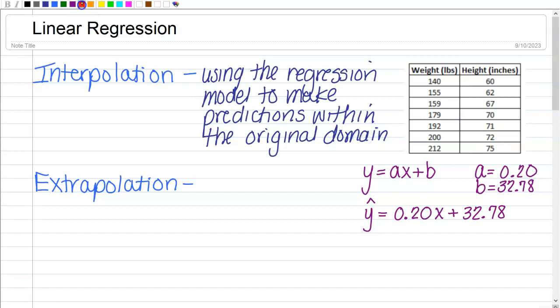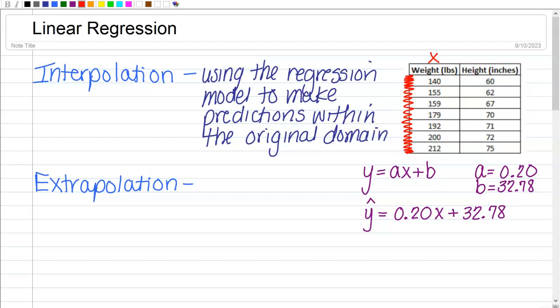So recall that when we're talking about domain, we're talking about the explanatory variable or the x variable. So in this case, that's a person's weight. Notice that the minimum weight in our data set is 140 and the maximum weight is 212. That means we can use our regression equation to make a prediction for the height of a person as long as their weight is between 140 and 212 pounds.